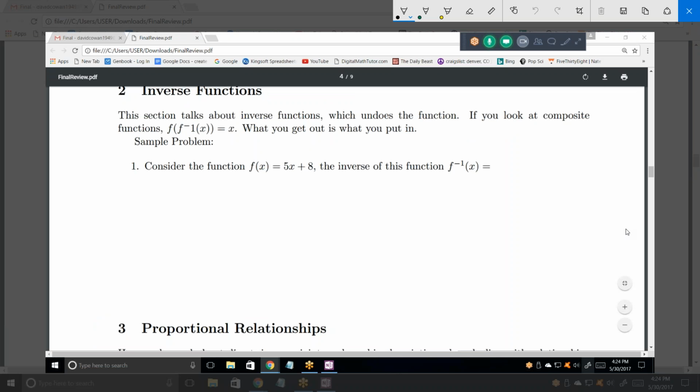Okay. All right, inverse functions. Well, first of all, let's just talk about how you solve for an inverse function. There's really only 2 steps. What are they?